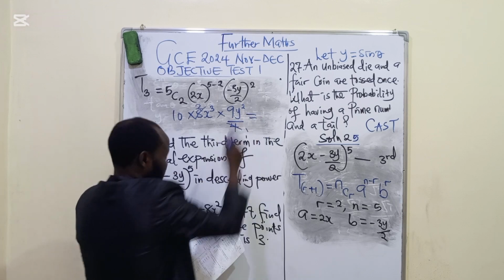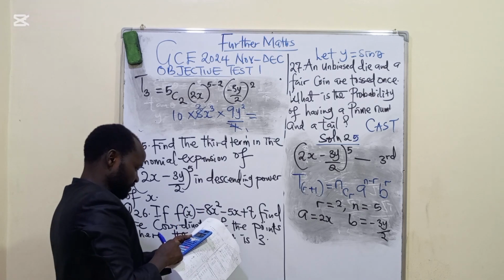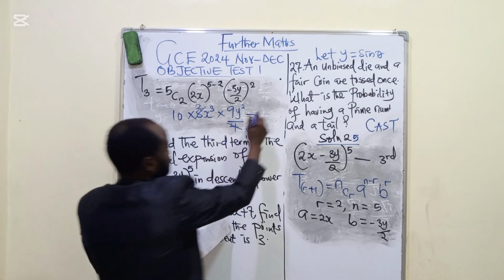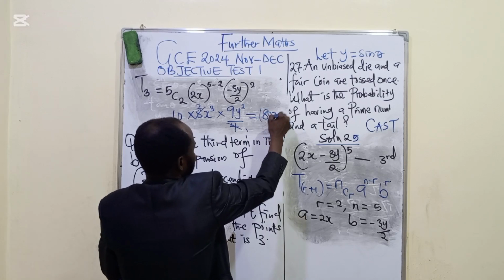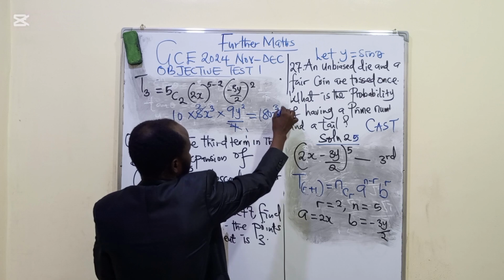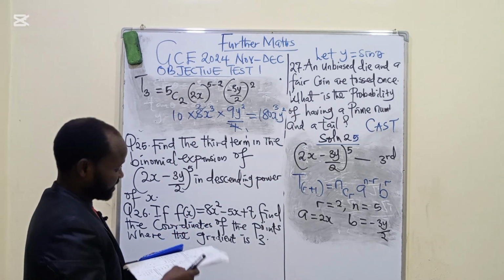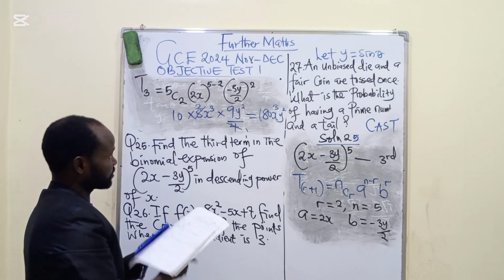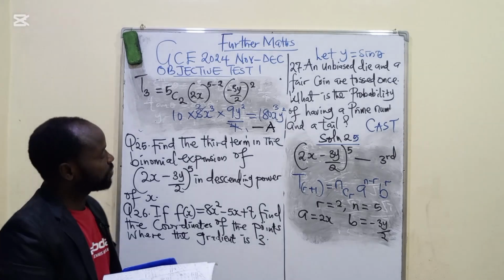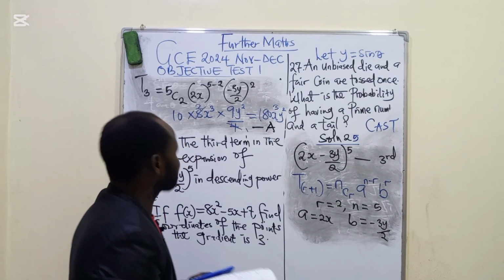What do we have? Let's multiply. 10 times 2x cubed, that's times 2. Then times 9, that's 180x cubed y squared. This will be the solution. As I said, question 25 is direct, and the correct option is option A, which is 180x cubed multiplied by y squared.